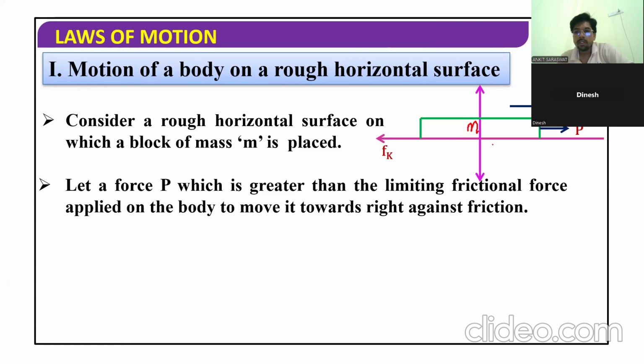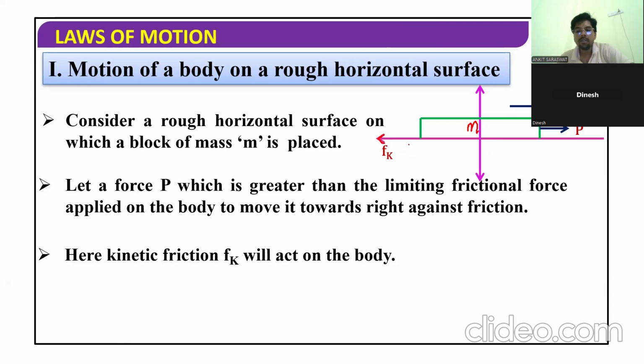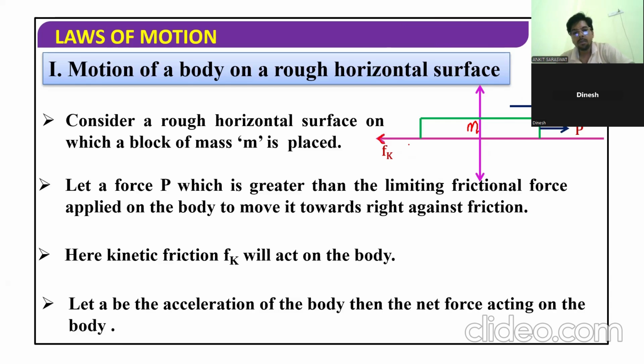If you are applying a force P more than FL, then it is confirmed this block will have some acceleration. And if this block is having some acceleration, there is kinetic friction. This kinetic friction always opposes the relative motion. So what is the relative motion of this block? With respect to the floor, it is going in the rightward direction. Here kinetic friction Fk will act on the body.